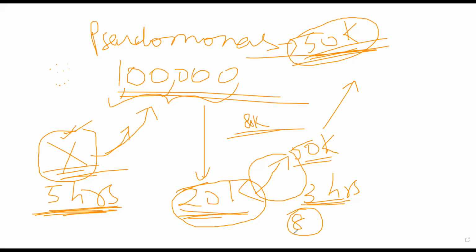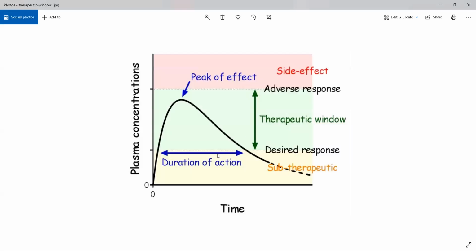Then we have another concept. These are small concepts that you have. There is the therapeutic window. I'll explain the therapeutic window using an image. Look, the therapeutic window is essentially the window, or how should I put it, the dose range which you can give safely to a patient.